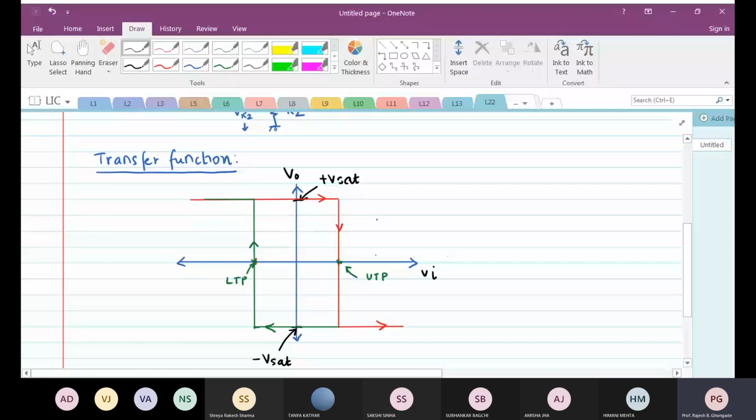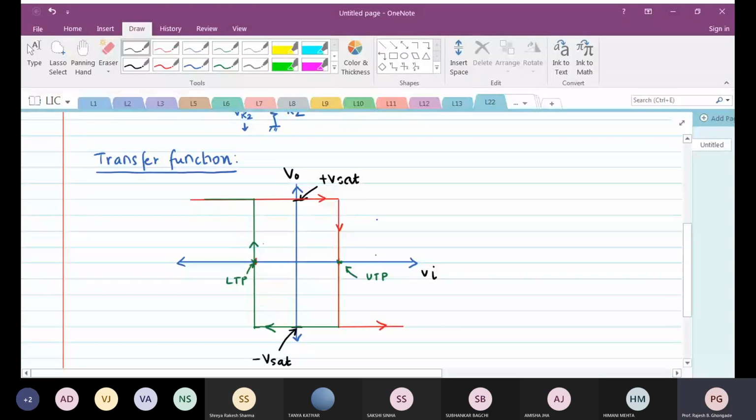Remember that we are talking about an inverting Schmitt trigger, and as soon as it crosses that threshold, output voltage changes to minus VSAT. But only when the input voltage goes below VLTP, then it will switch back to plus VSAT. So what you have essentially here is this band called the hysteresis of the Schmitt trigger. In fact, this is the width which actually imparts the noise immunity.